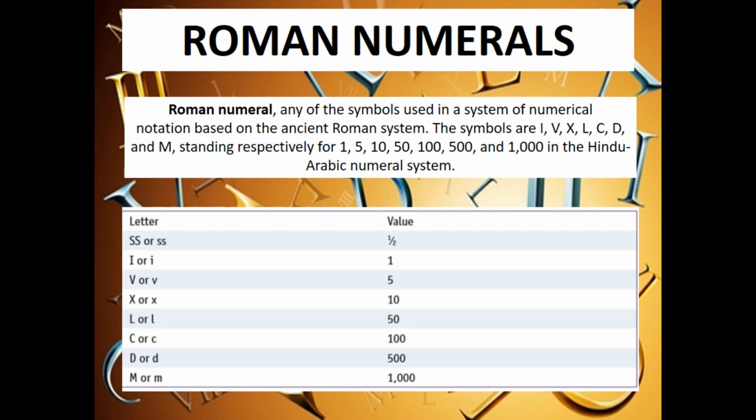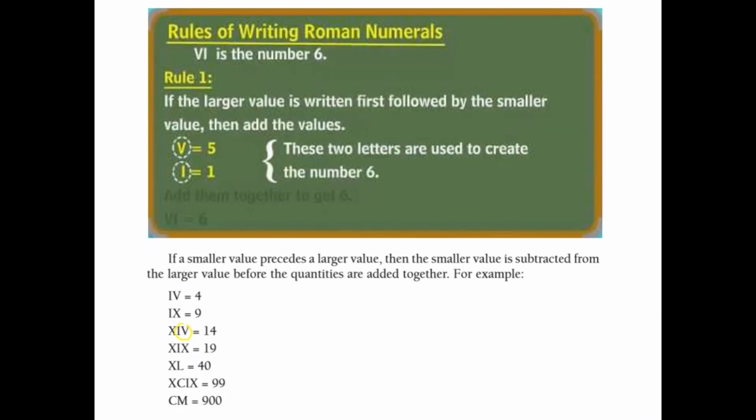Okay? So we have here below an example. So SS stands for 1/2. I or small letter I represents 1. V or small letter V is equal to 5. X or small letter X we have 10, and L, the small letter L, represents 50, and then C or small letter C represents 100, and D or small letter D represents 500, and M or small letter M is equal to 1,000. Okay? So please know the difference kung unsa man galing si Roman numeral and si Hindu-Arabic numerals.